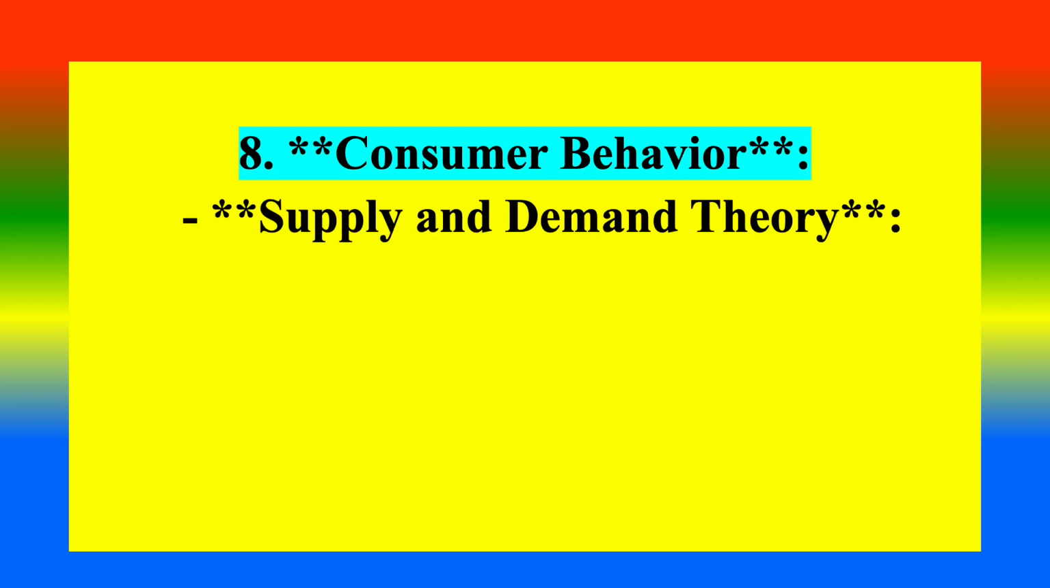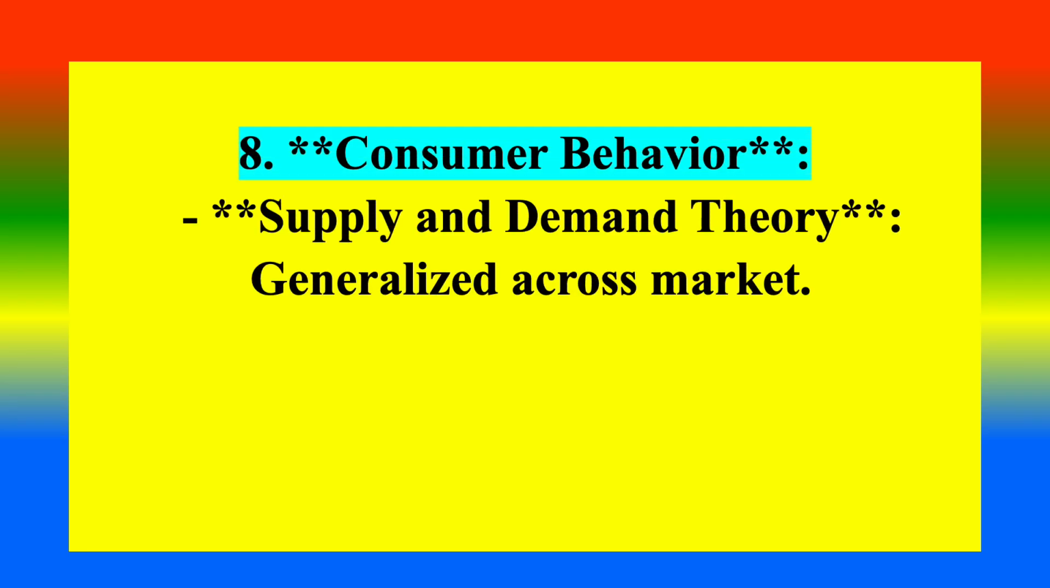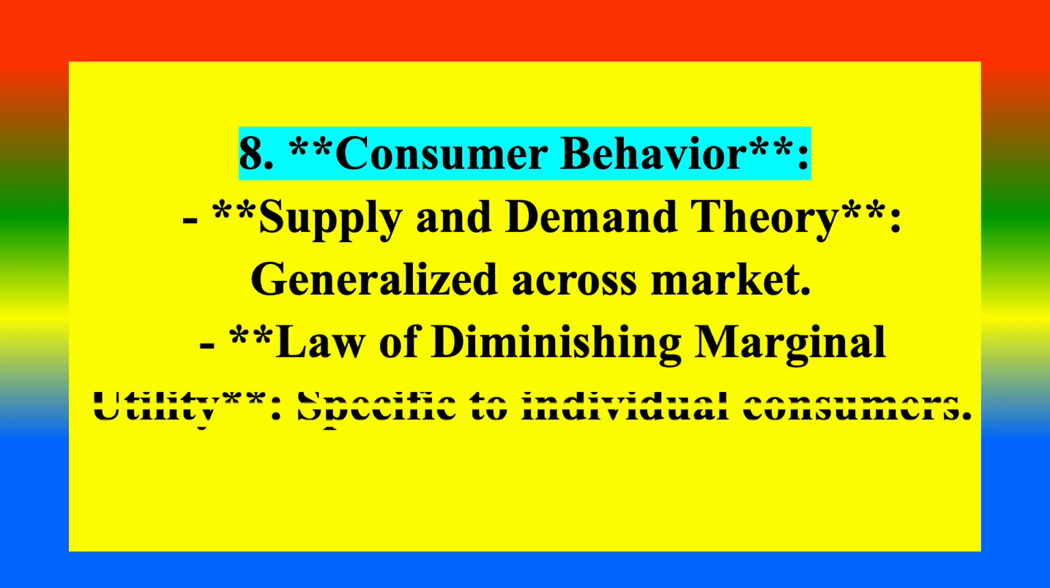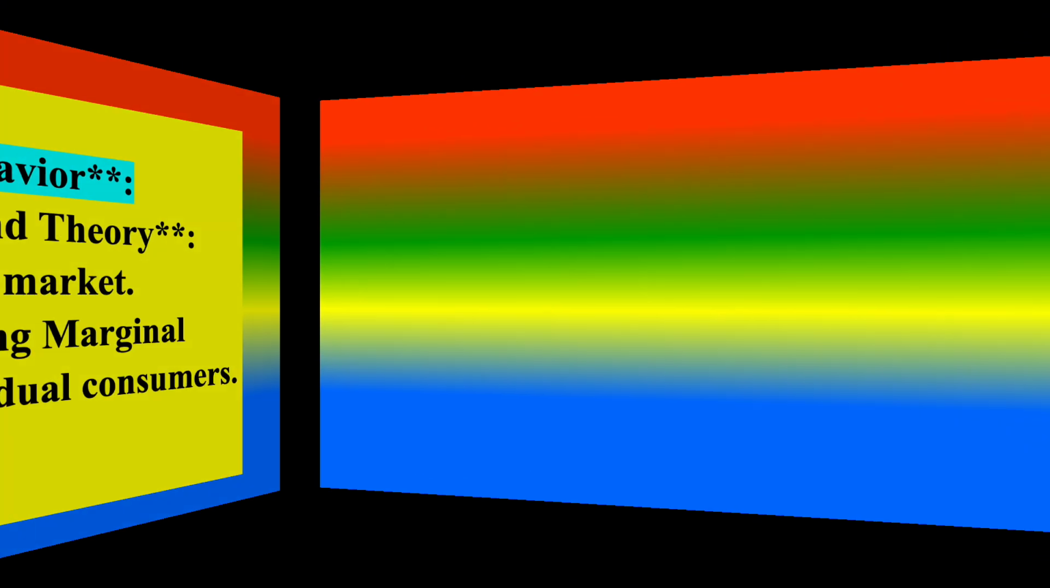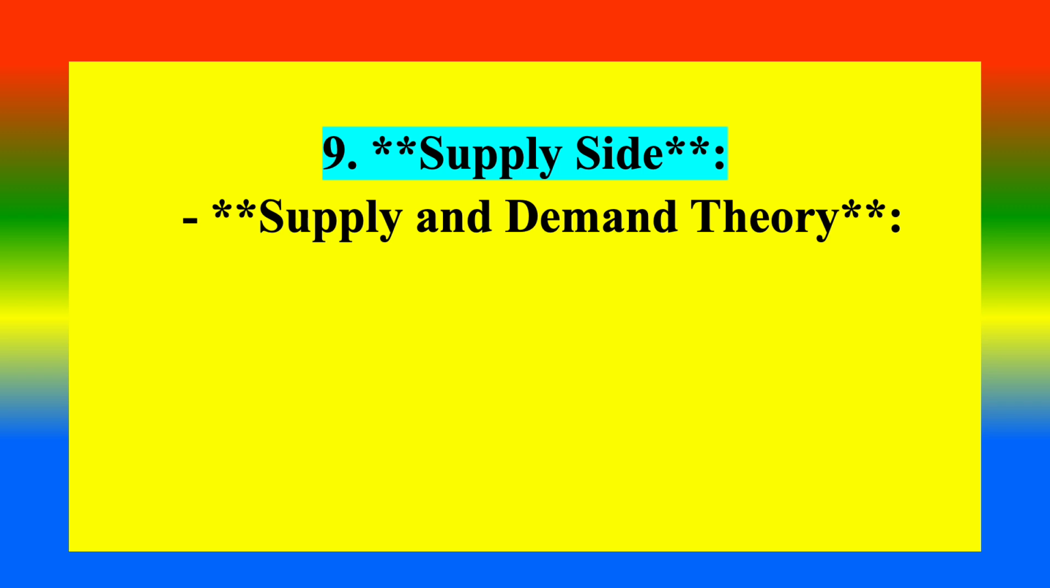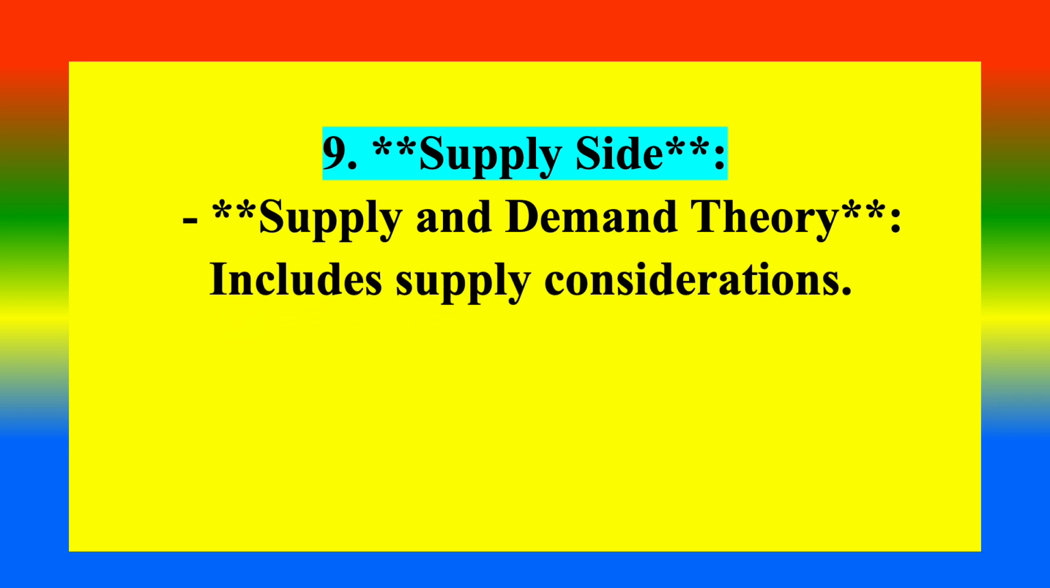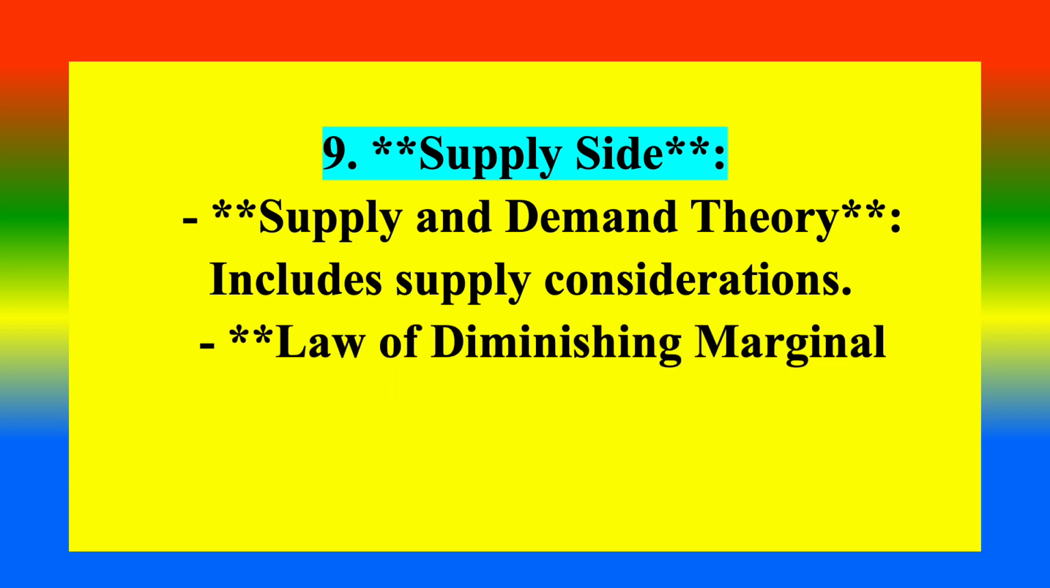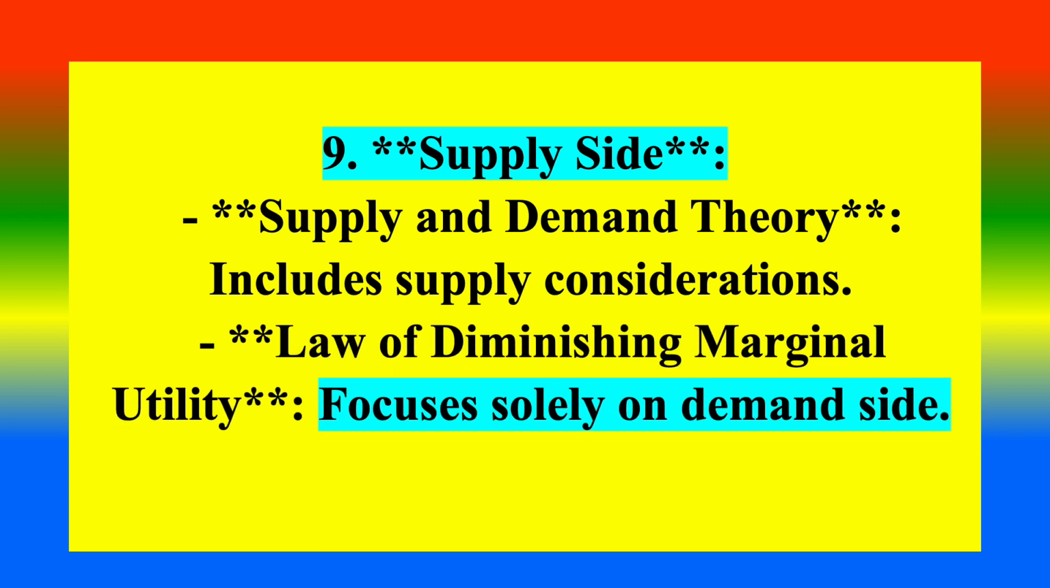Eight, consumer behavior: supply and demand theory is generalized across the market. The law of diminishing marginal utility is specific to individual consumers. Nine, supply side: supply and demand theory includes supply considerations. The law of diminishing marginal utility focuses only on the demand side.